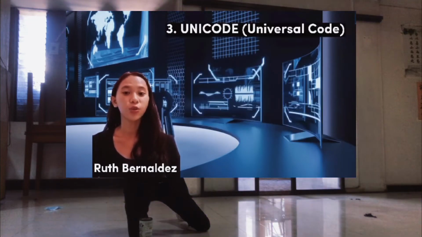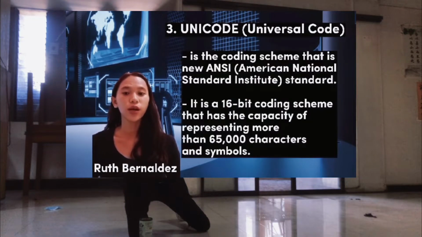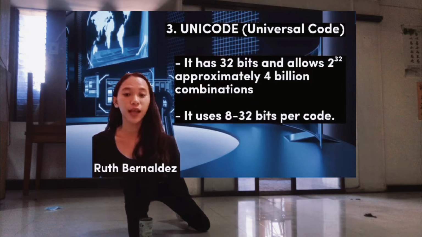Number 3. Unicode, or Universal Code, is the coding scheme that is new ANSI, or American National Standards Institute, standards. It is a 16-bit coding scheme that has the capacity of representing more than 65,000 characters and symbols. It has 32 bits and allows 2 to the power of 32, approximately 4 billion combinations. It uses 8 to 32 bits per code.